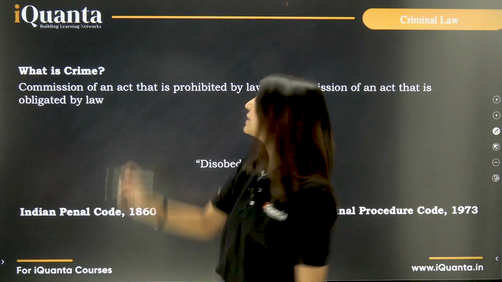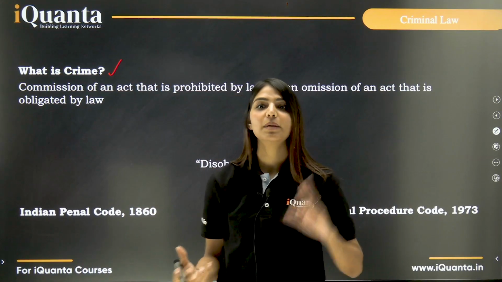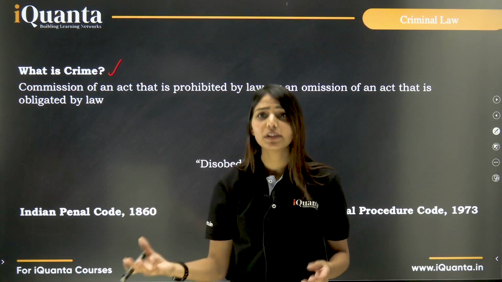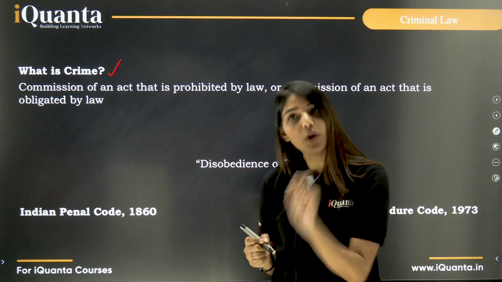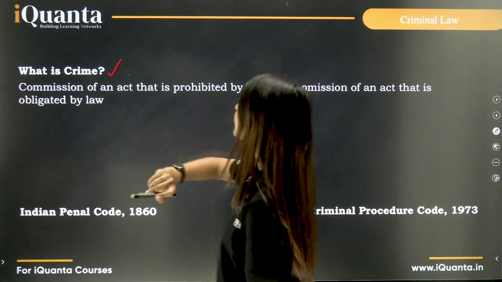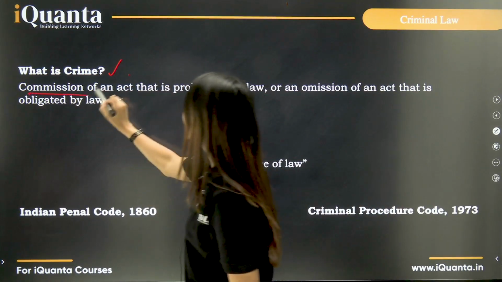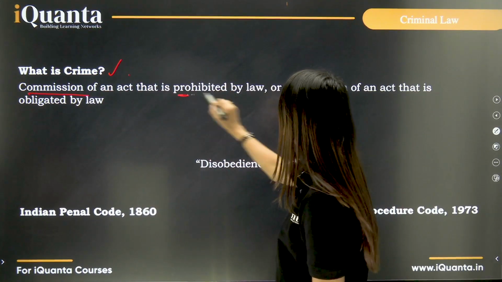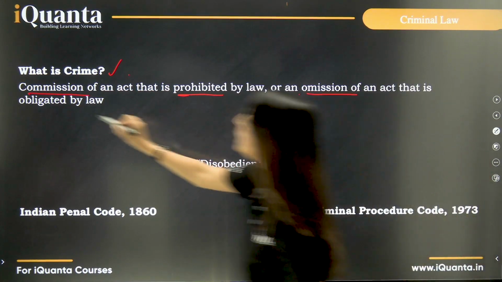Basically, we need to understand what a crime is. We generally use the word crime: somebody has committed a crime, somebody is a criminal, and everything of that sort. But we need to understand what exactly we mean by crime in the eyes of law. So here is a very small definition of crime: commission of an act that is prohibited by law or an omission of an act that is obligated by law.